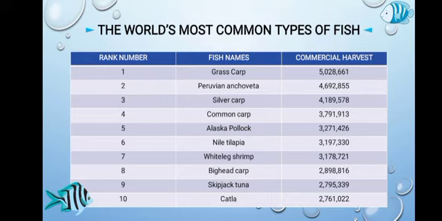3,271,426. Nile tilapia is 6th with 3,197,330. White leg shrimp with 3,178,721. Bighead carp with 2,898,816. Skipjack tuna with a commercial harvest of 2,795,339. Catla for the last one, with a commercial harvest of 2,761,022.